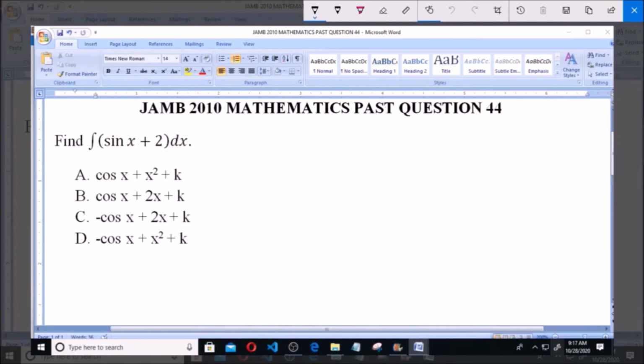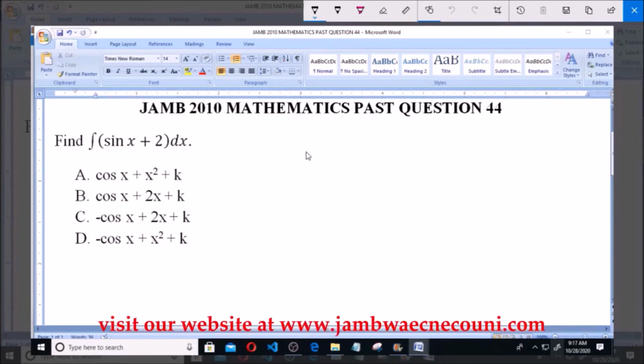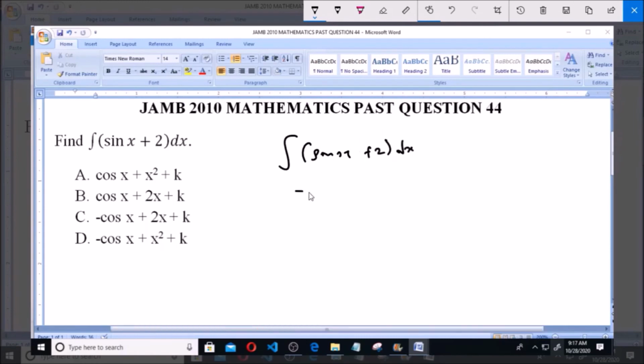So we have to find what? We have to find the integral, that is the integral derivative of this sine x plus 2. So we are given the integral of sine x plus 2 dx. Now we know that the integral derivative of sine x is what? Is minus cos. That is, the integral of sine theta is equals to minus cos theta. But here we have sine x, so sine x will be equals to minus cos x.